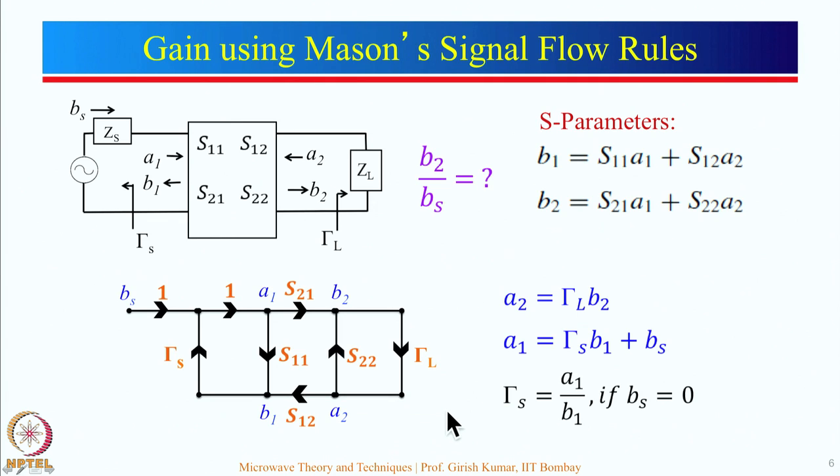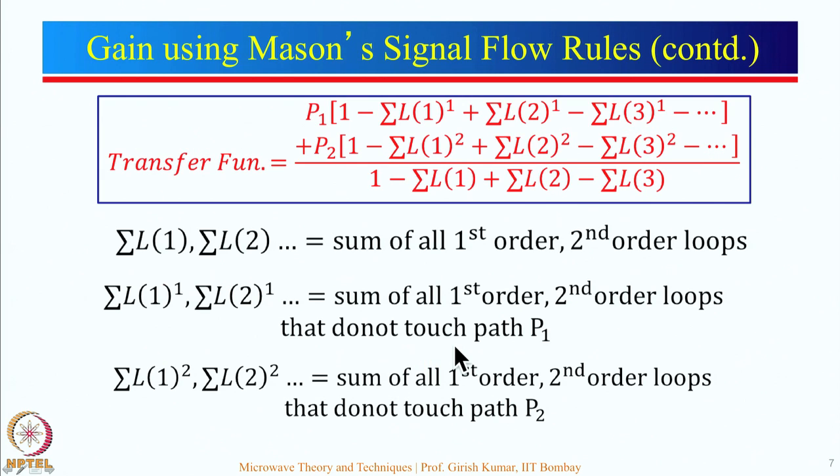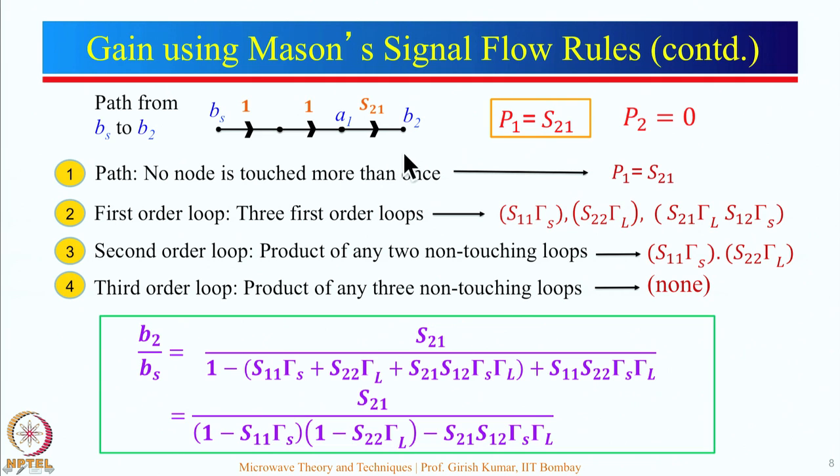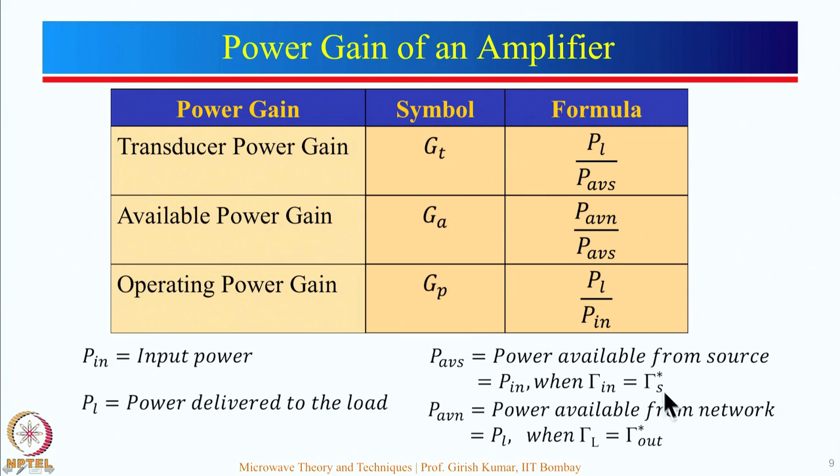here. After that, we used Mason's signal flow rule to find out the gain of the amplifier, where the objective was to find B2 divided by Bs, and we had used this signal flow and then applied the Mason signal flow transfer function formula, and after that we calculated path from point Bs to B2, and then we found out what are the different loops, and then we found out overall B2 by Bs.